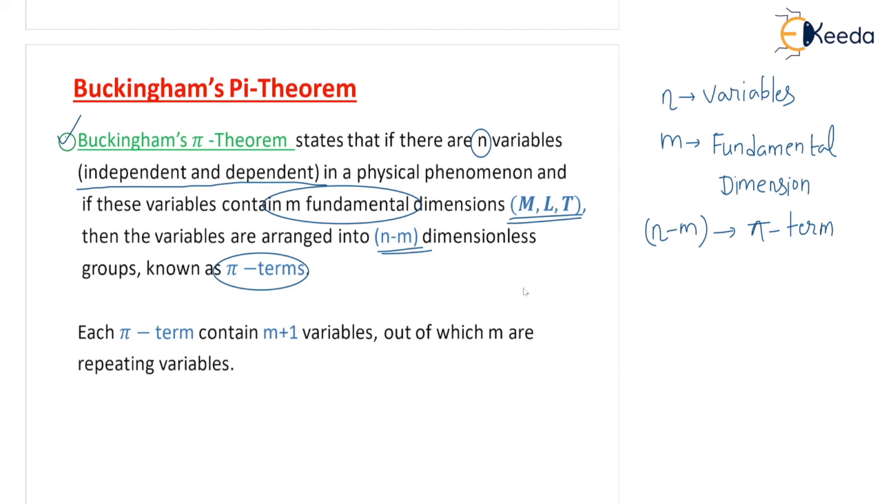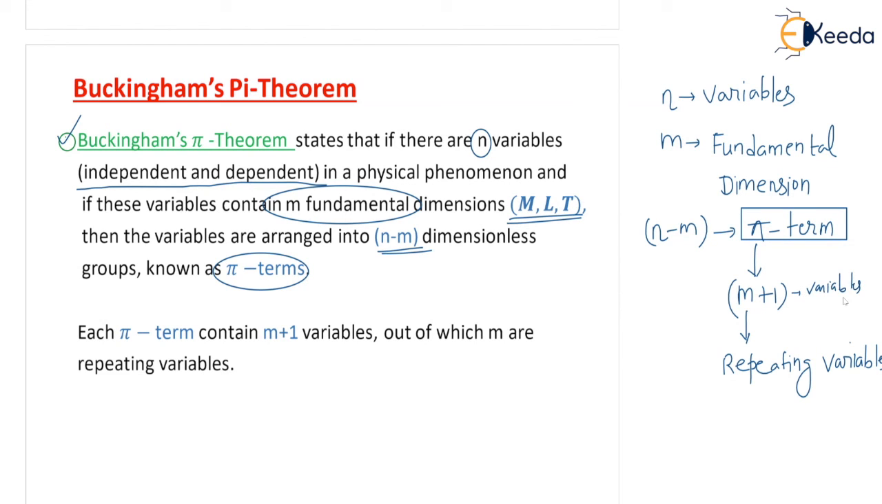Each pi term contains m plus 1 variables, out of which m are repeating variables. So n minus m, whatever number we get, that many pi terms you will obtain. And in each pi term we have m plus 1 variables only, and m of them are repeating variables. Okay, thank you.